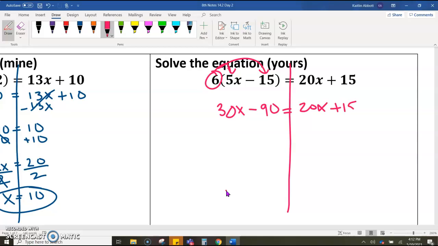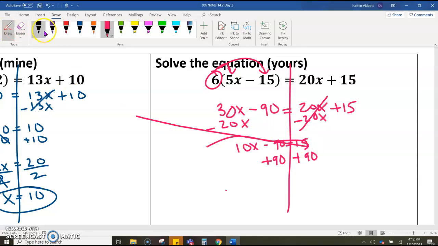20x plus 15. Okay, now I need to make a zero pair with the smaller variable. Which one's smaller, 30 or 20? 20. Good job. So we are going to do a negative 20 because that's the opposite of positive 20 to get rid of it, minus 20x. So 30 minus 20 gets us 10x, minus 90 equals 15. Now I got to get rid of this 90. The opposite of negative 90 is positive 90. Add 90 to both sides.